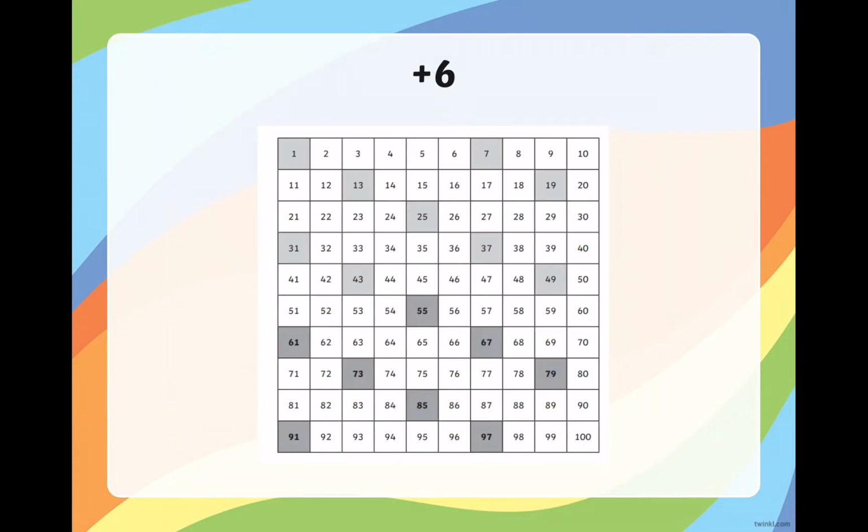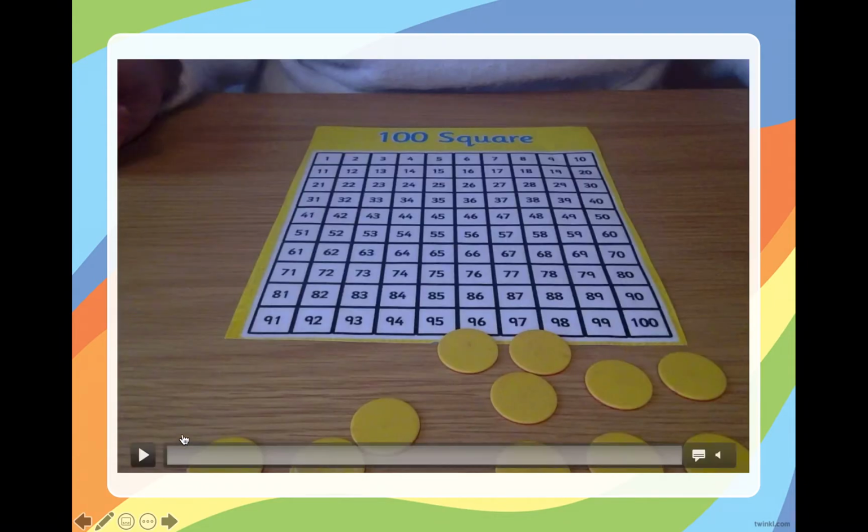We were going up in 6s. We were adding 6 every time. That was our rule and that was our pattern. Jumping all the way up. We again went all the way up to 97. That's so cool.